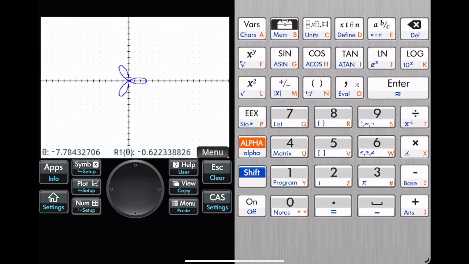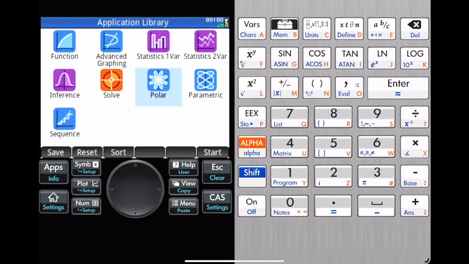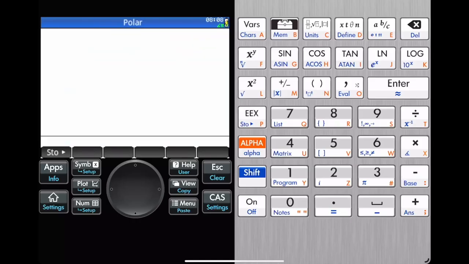Nice. Fantastic. But I don't want to be in polar mode, because, I mean, you can do integrals in polar mode, but I think that sometimes there's been some issues with that. And I think you should just go back to function mode, where we're comfortable, and we can do it.